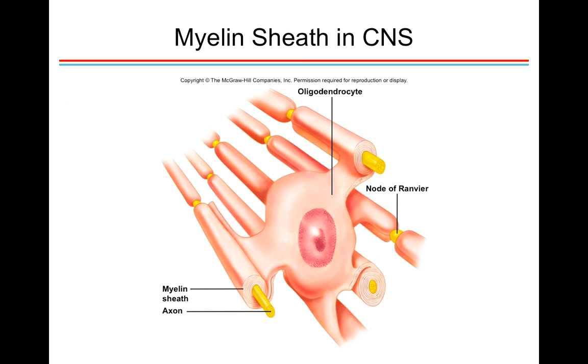Here's another look at the oligodendrocyte that has the ability to myelinate multiple axons and multiple portions of the same axon, and this plays a key role in quick transmission of nerve signals for the action potentials.